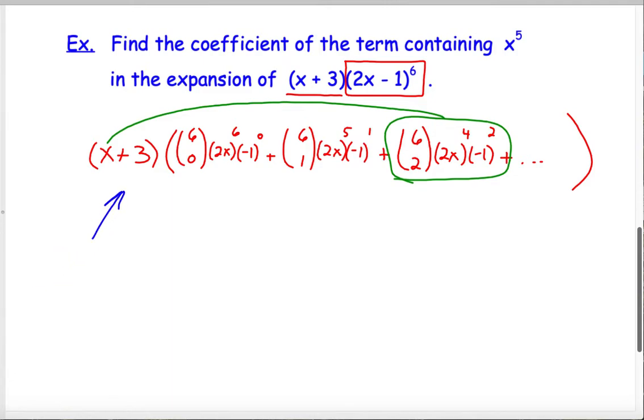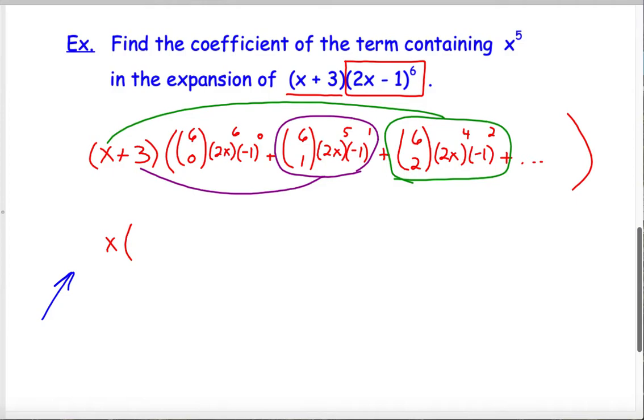But I also know when I multiply the 3 times everything, 3 times this term will wind up being an x to the sixth power. But 3 times this term is another x to the fifth power. So I'm interested in that one as well. So 3 times this term will also give me an x to the fifth. So here we go. Let's take the x times 6 choose 2.